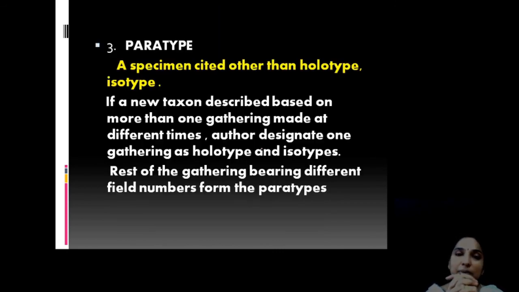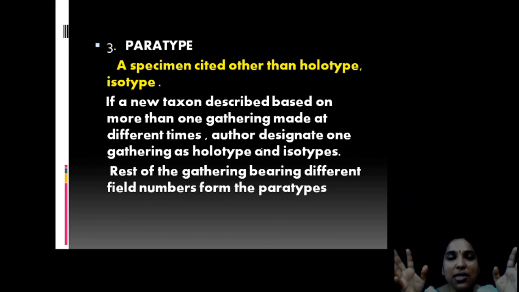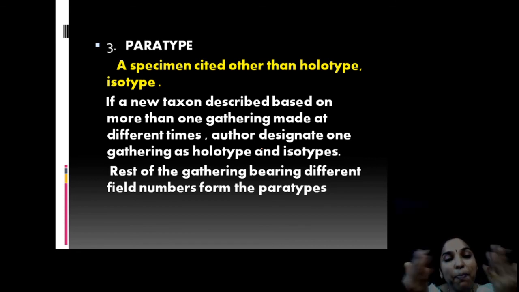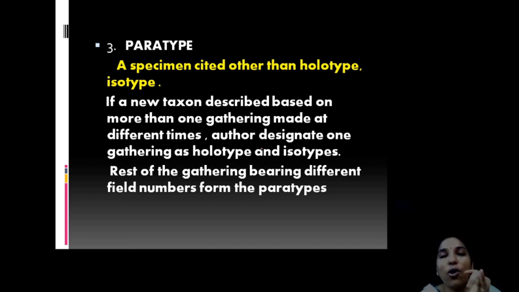What is paratype? A specimen cited other than holotype or isotype, any other material, that is paratype. So, if a taxon is described based on more than one gathering, I can describe by using many plants, many herbaria. So, other than the ones designated as holotype and isotype, others are also used for description, that is known as paratype.